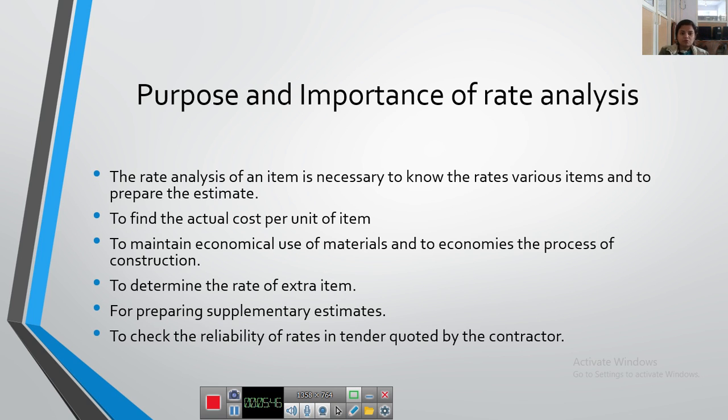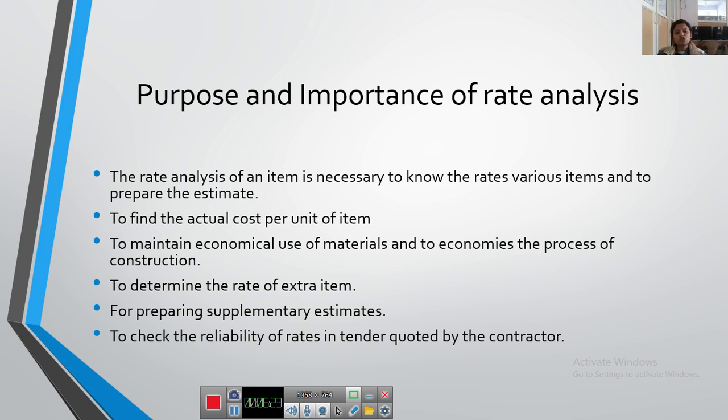So, purpose and importance. The rate analysis of an item is necessary to know the rates of various items and to prepare the estimate. The most important thing is to prepare the estimate. As we know, for every construction work we have to prepare the detailed estimate, and to prepare the detailed estimate we must know the rate of each item of the work, the rate of the labor, the rate of transportation. So all these quantities and rates we should know. So for that we have to do rate analysis.